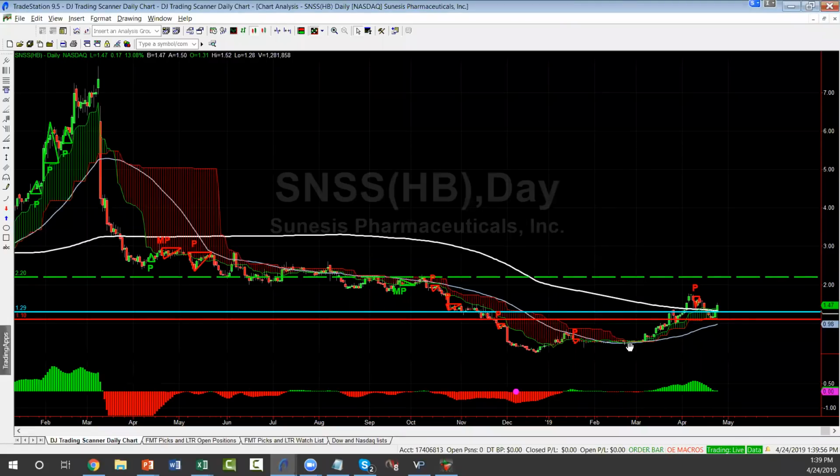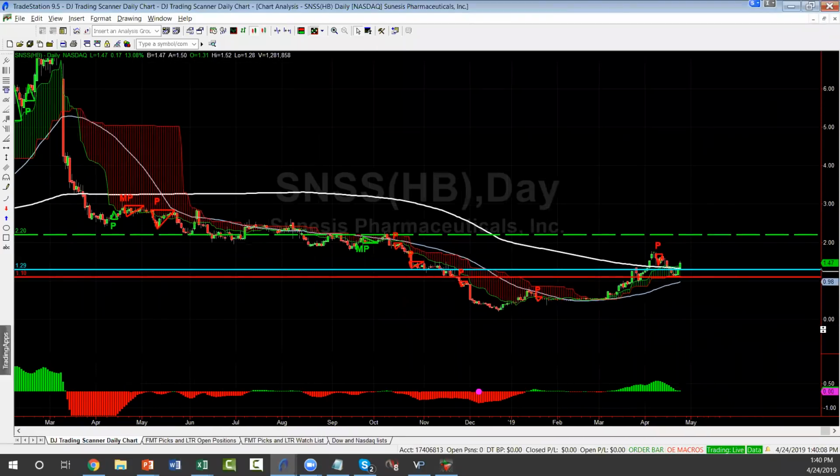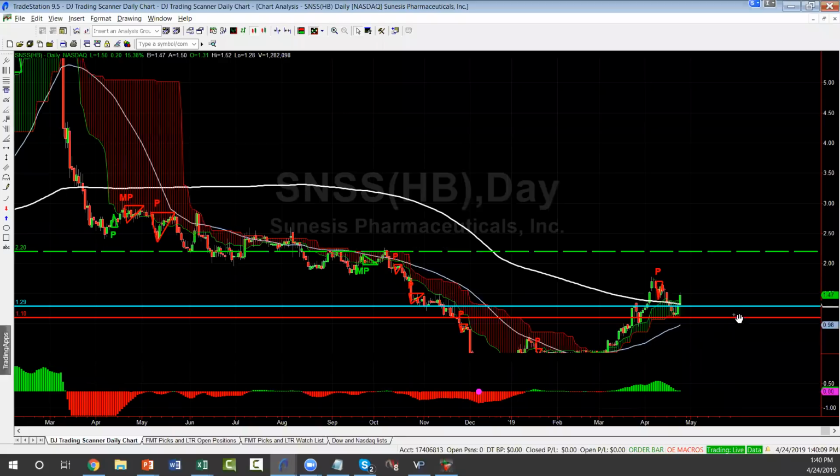So anyway, on this SNSS, I saw this, again, this channel at the bottom after a big move down, and then this breakout, and then a pullback. And you can see I'm using the Ichimoku Cloud. I configure it a little differently than the standard.